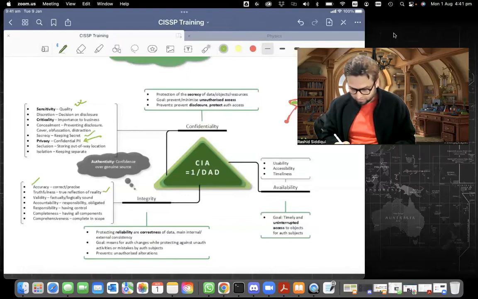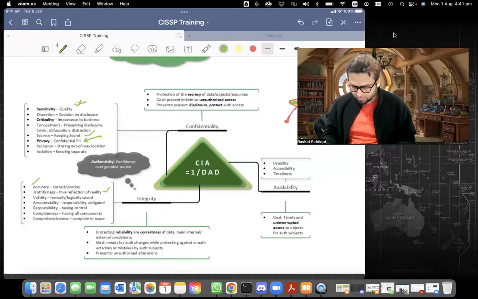So the goal of integrity is a means for authorized changes while protecting against unauthorized activity, right? That's the end goal of integrity: it should facilitate the authorized changes, and unauthorized changes should be blocked or should not be encouraged. It prevents unauthorized alterations. It protects the reliability and correctness of data from both internal and external inconsistencies.